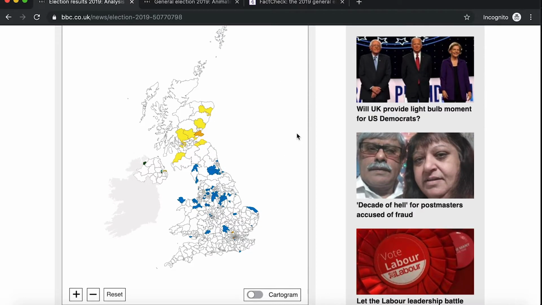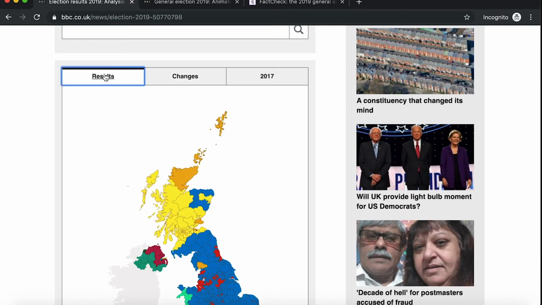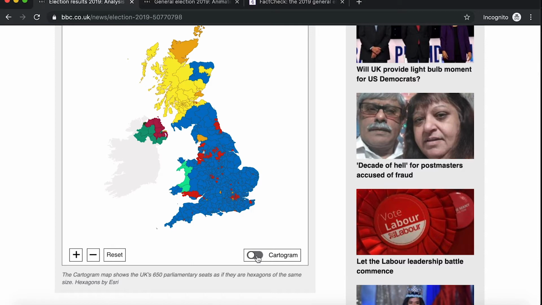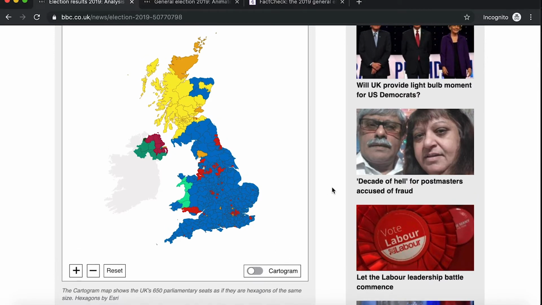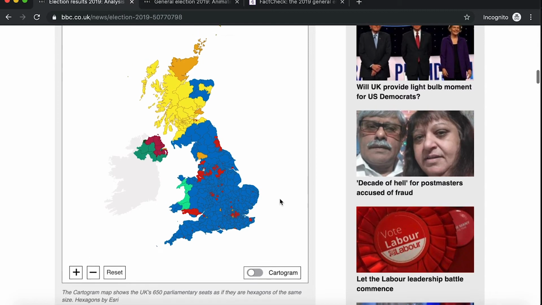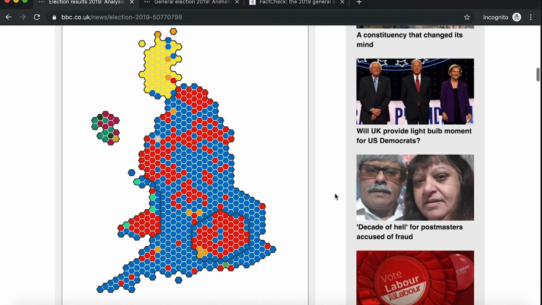win seat there. But I think the most interesting part of this, and this goes back to how data is actually perceived and presented to people and their understanding of it, is when we take this to what's called a cartogram. What it does is take the UK's 650 parliamentary seats and treat them as if they're hexagons of the same size. Now what's presented in the map in front of you right now is based on geographical size. But if we change this right now to the cartogram, this is quite interesting.